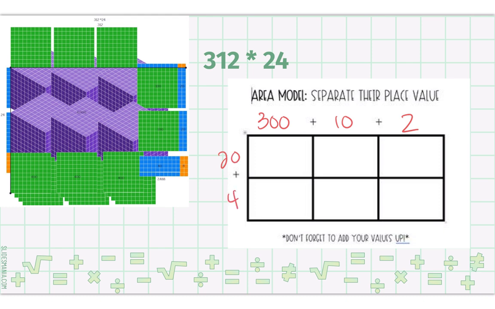Now I just want to find the area of all these little boxes here. So 300 times 20 is going to give me 6,000. 20 times 10 is going to give me 200. 20 times 2 is going to give me 40. 4 times 300 is 1,200. 4 times 10 is 40. And then 2 times 4 is 8. If I were to add all these boxes up, I would get 7,000 because I have 6,000 plus the 1,000 from my 1,200. Then I have the 200 left over plus my 200 is going to give me 400. 40 plus 40 is 80, and then my 8 left over.